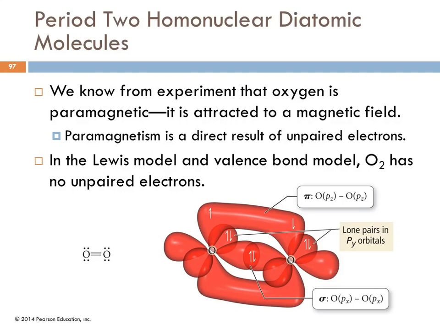We know from experience that oxygen is paramagnetic. We learned about paramagnetism. That means that we have some unpaired electrons, right? In the Lewis model and the valence bond model, oxygen has no unpaired electrons. That's a problem because oxygen is paramagnetic. Here's the Lewis model. Everybody's paired up. Here's the valence bond. It should also be called balloon art model or something. These are paired, these are paired, everything's paired up. It does not explain the paramagnetism of oxygen.